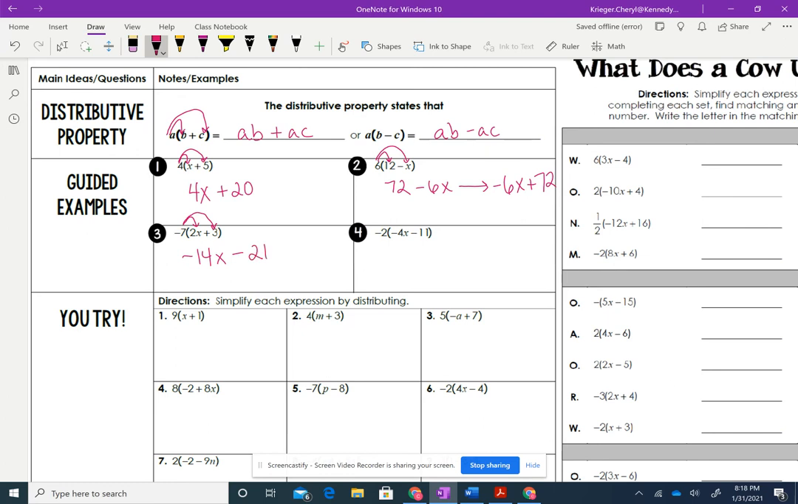Okay, so don't get too confused with those double negatives here. Number 4, negative 2 times negative 4x. What's negative times negative? That's positive 8x. Okay, negative 2 times negative 11. Negative times negative is positive, so that's positive 22.